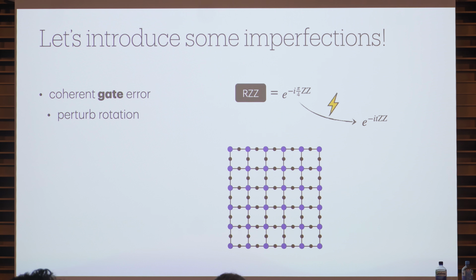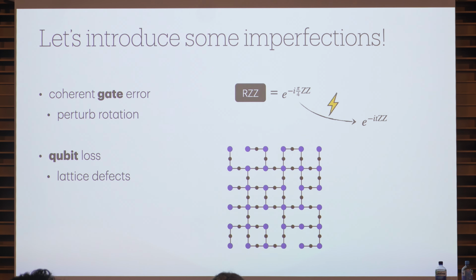And then the second imperfection that we introduce is qubit loss. So we take our perfect square lattice and reduce the number of auxiliary qubits in it. From a statistical mechanics picture, we can view this as lattice defects. Note that, for example, this heavy hexagon IBM chip, you can also think of as a square lattice with some auxiliary qubits missing.